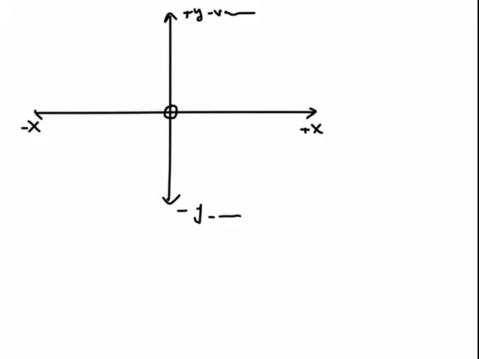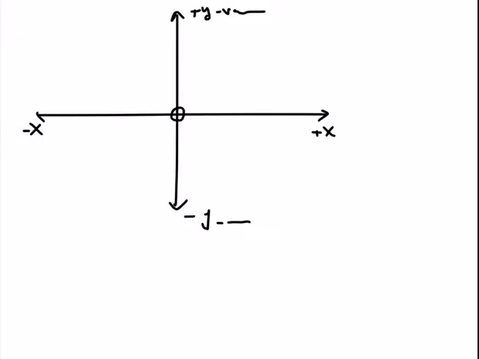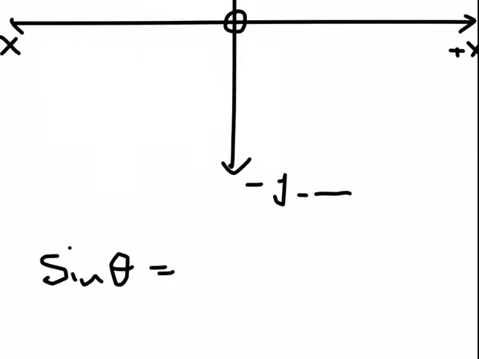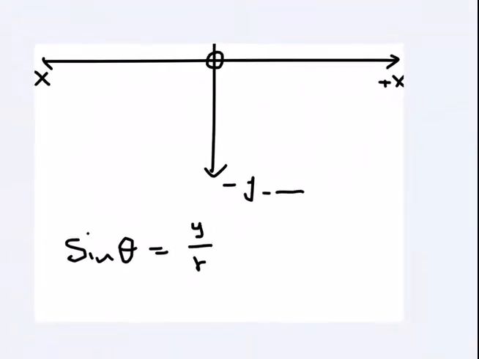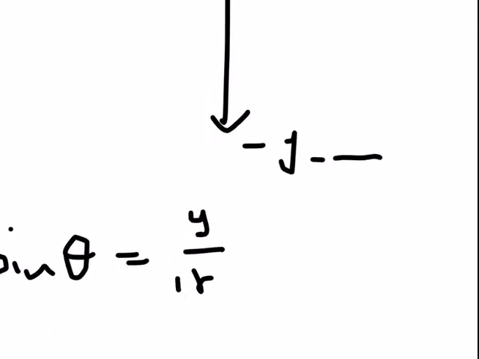I just want us to try and figure out in which quadrant are we having positive trig ratios. So this is how you figure it out. Sine of an angle is equal to y over r. We said r is always positive. So the question is, in which quadrant are we having a positive y value?